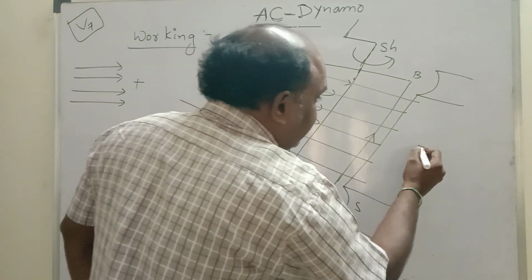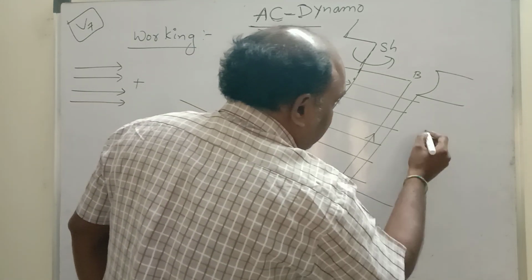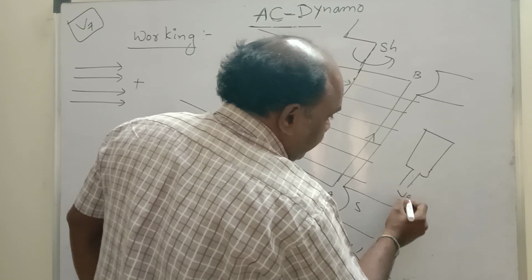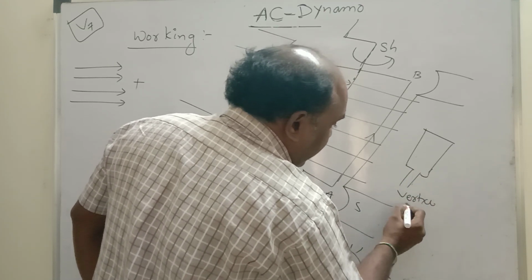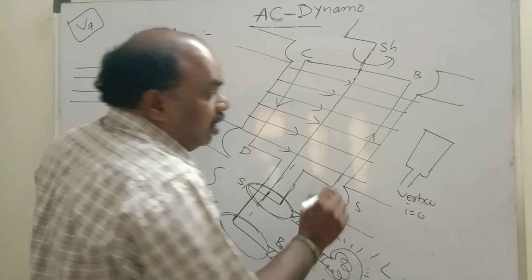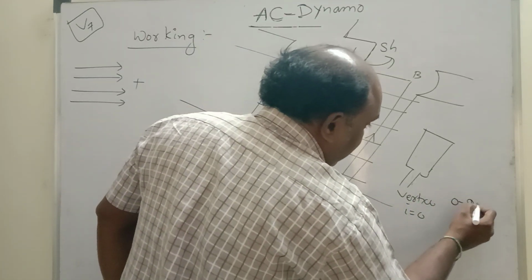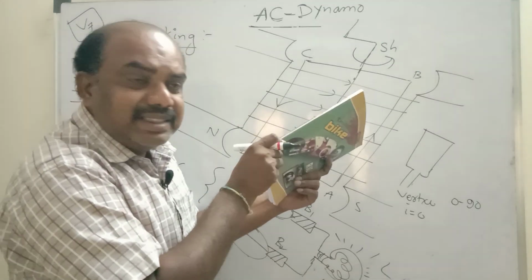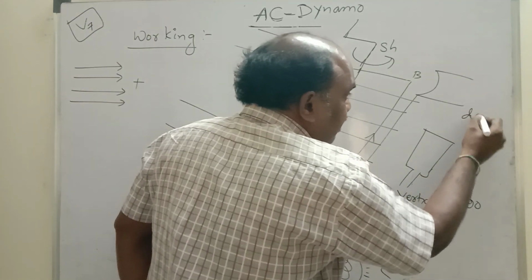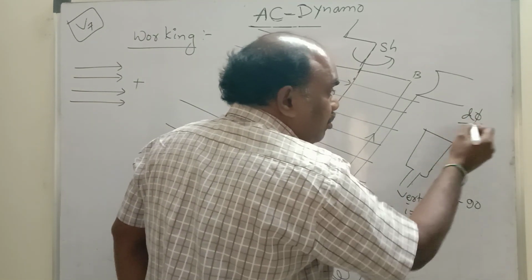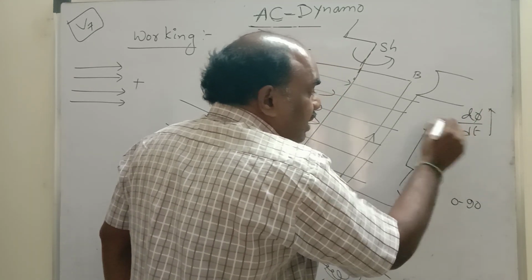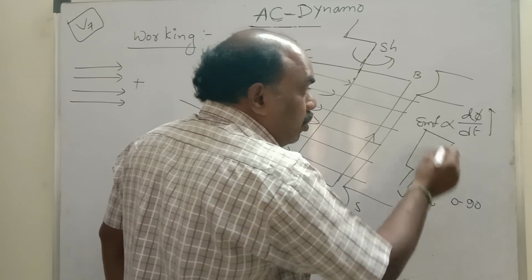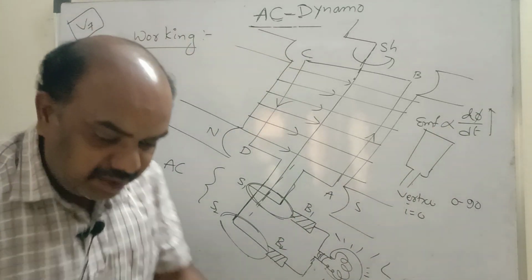Let us consider initially the armature is in vertical mode like this. In vertical mode I is equal to 0; the flow of current is 0. When it moves from 0 to 90 degrees, what will happen? It breaks so many magnetic lines. That means the rate of change in magnetic flux, d phi by dt, is more. Whenever d phi by dt is more, as per Faraday's law, EMF is more. So more current is induced. See this graph.